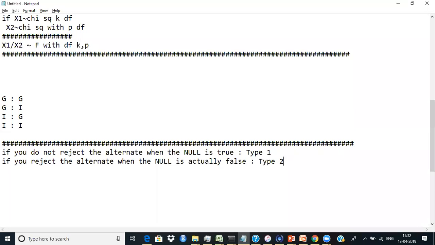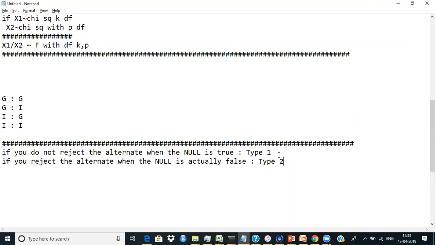So why is it an error? It's obvious, because we made a mistake, right? In two things, how can we make a mistake? There are two things: either null is true or alternate is true. What I'm saying here is, if in actuality the null hypothesis is true, but while testing we say the alternate is true, then it is type 1 error. If in actuality the null is false, but while testing we say the null is true, then it is type 2 error.